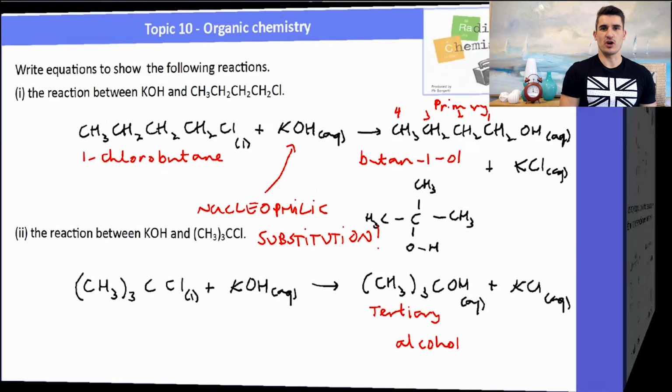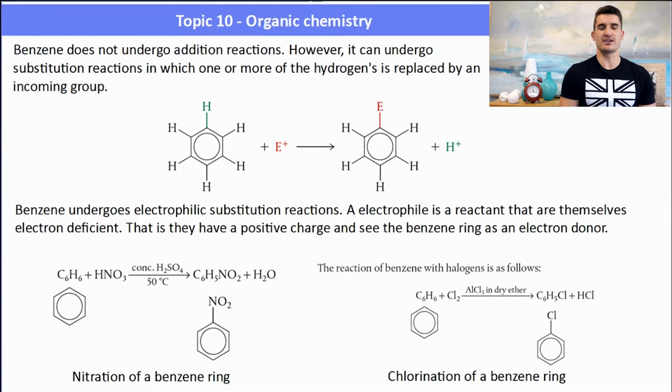Okay, some of the reactions of benzene. Well, benzene does not undergo addition reactions. We can't break down that double bond in the ring. However, it can undergo substitution reactions. That's where we replace one of the hydrogens with an incoming group. So one of the hydrogens can be replaced by what is known as an electrophile. So benzene undergoes electrophilic substitution reactions. Very different to nucleophilic. But the similarity is that they both substitute a group on.